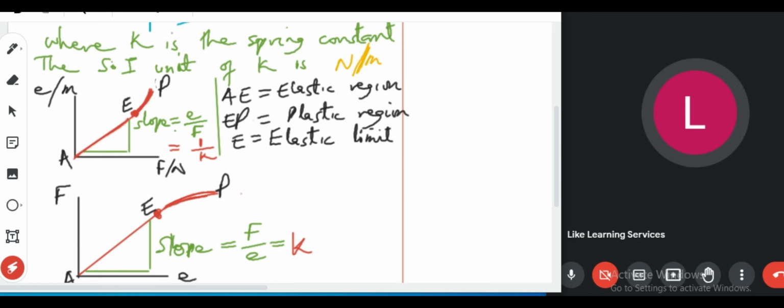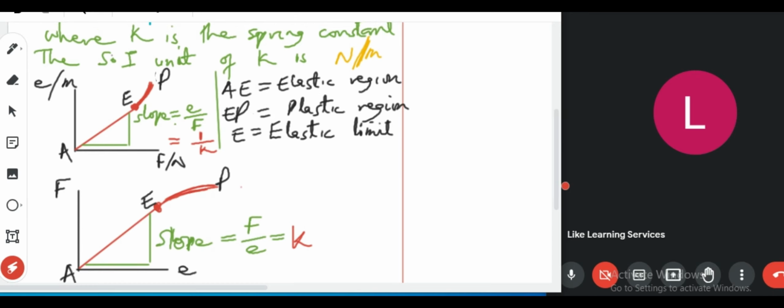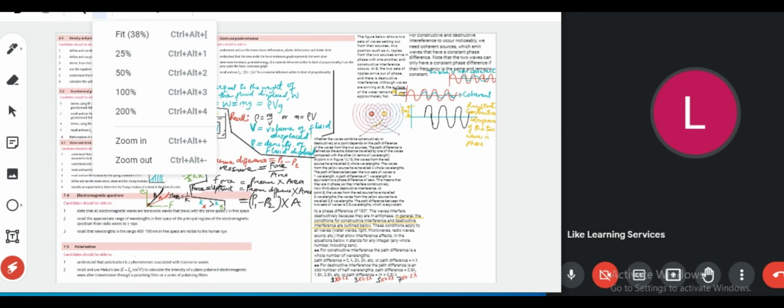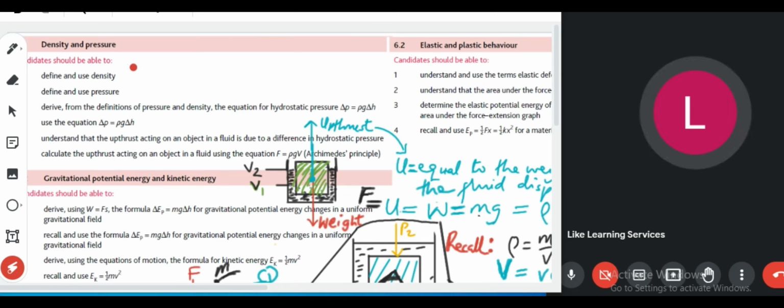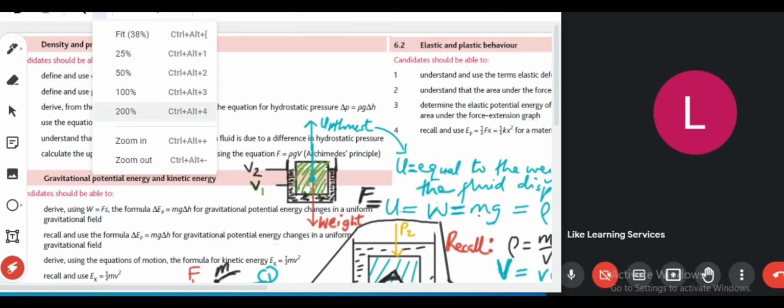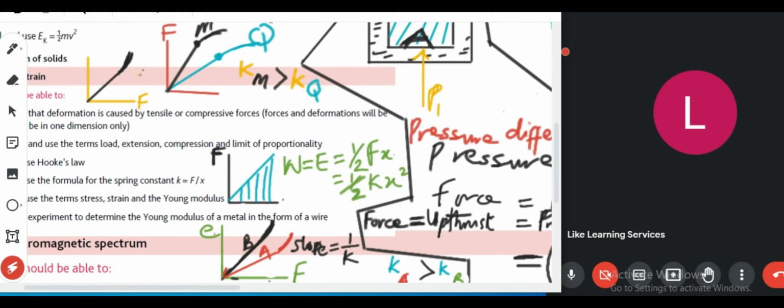Before the elastic limit, or below the elastic limit, it obeys Hooke's law, where extension is directly proportional to force. So it forms a straight line that passes through the origin. Just like if you plot the graph of F against E, it will also produce a straight line that passes through the origin. And after the elastic limit, it curves, because E to P is the plastic region. Alright, but I want us to notice some important features of the graph.